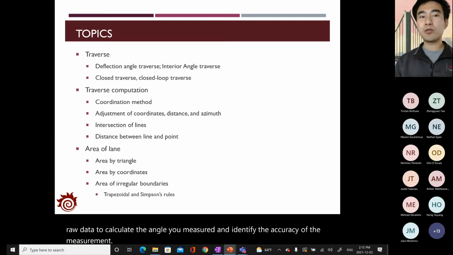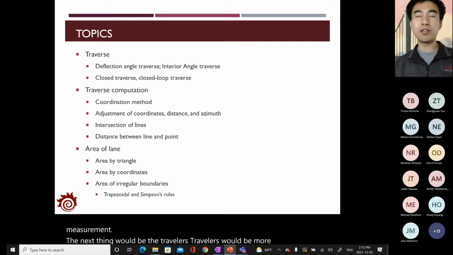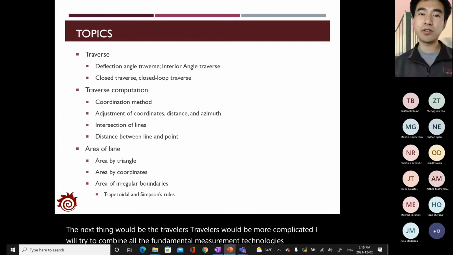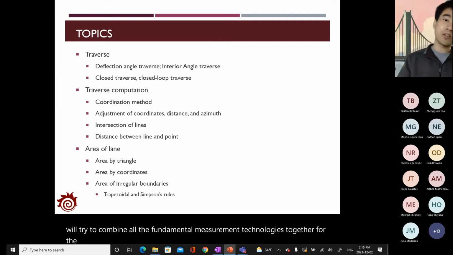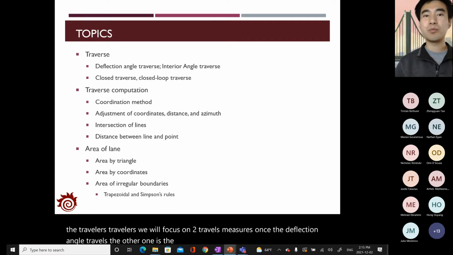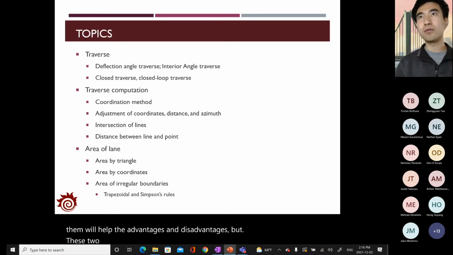The next thing would be the traverse. Traverse would be more complicated. It combines all the fundamental measurement technologies together. For the traverse measurement, we will focus on two traverse methods. One is the deflection angle traverse. The other one is the interior angle traverse. Both of them have advantages and disadvantages, but you should know the way to make these two equivalent to each other.